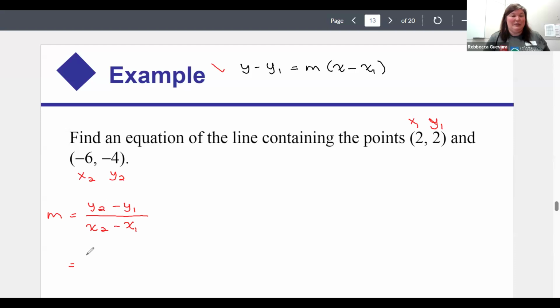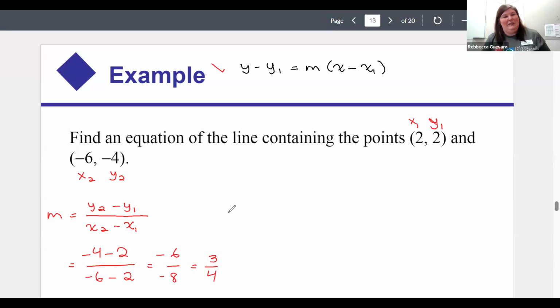So our y2 is going to be -4 minus y1, which is 2, over x2, which is -6, minus x1, which is 2. So we're going to put the -6 over -8. This is going to be a slope of 3/4. Just double checking that. That worked right, huh?